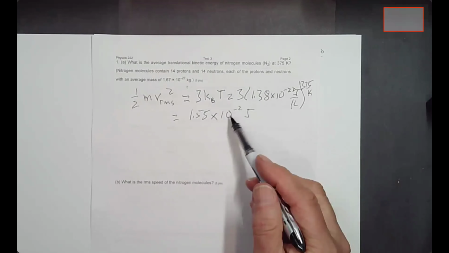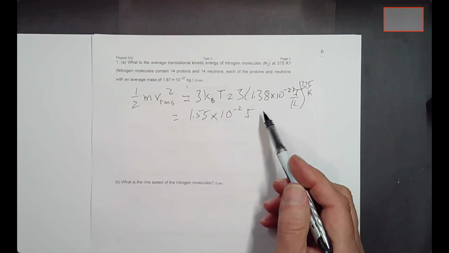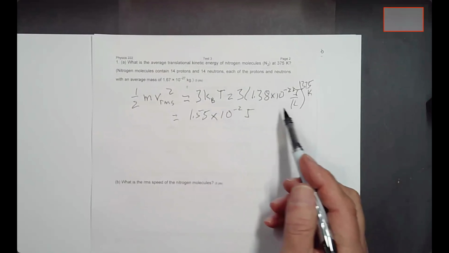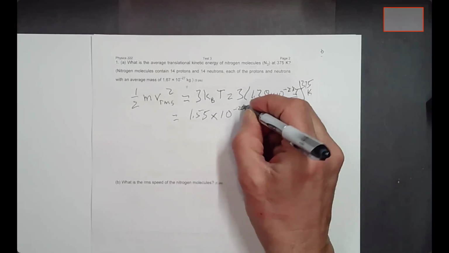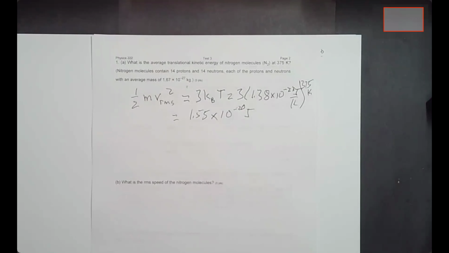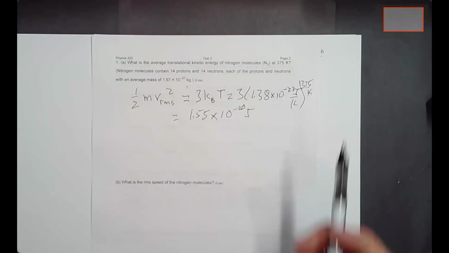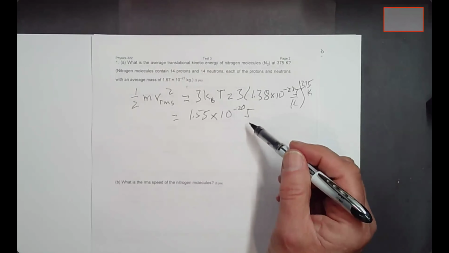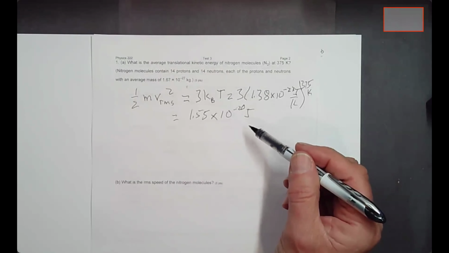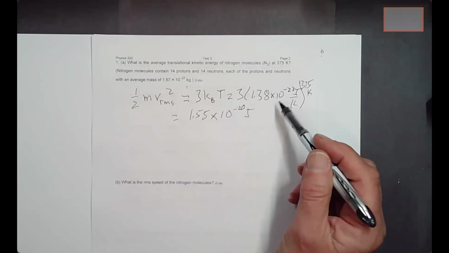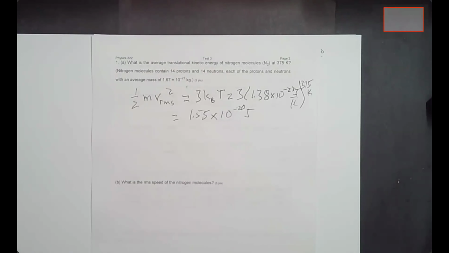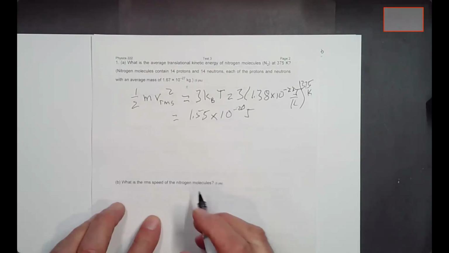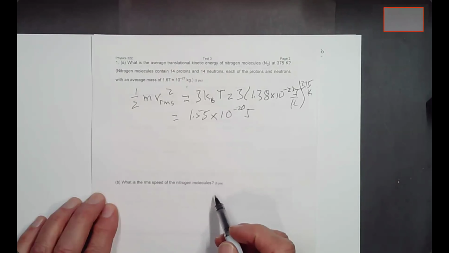Actually, for problems of this type, you might use different units of energy, like a common one for things at this scale might be electron volts, or maybe mega electron volts or something like that. But still, that's the answer that I'd be looking for there. And then it says, what is the RMS speed of the nitrogen molecules?